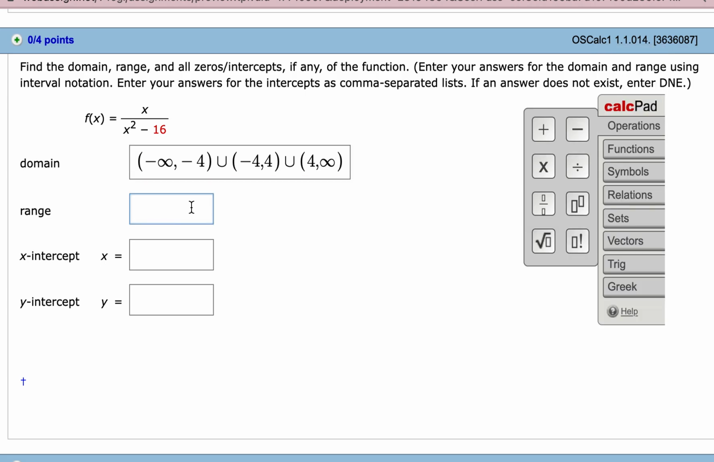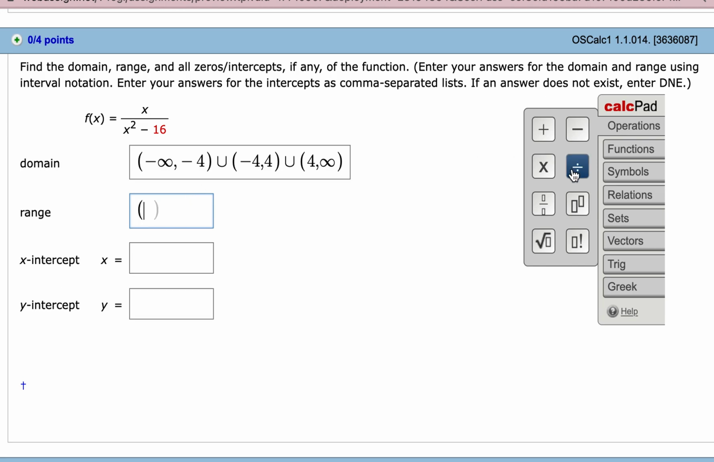So the range represents all the possible y values. So let's see. So if you plug in x equals, that's not going to help us. So horizontal asymptotes, there's going to be some. Let's see. We're going to get negative values too. We can have negative 4, negative 3. That makes a negative number. Looks like the range is going to be negative infinity to positive infinity.